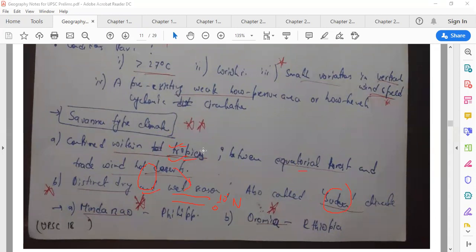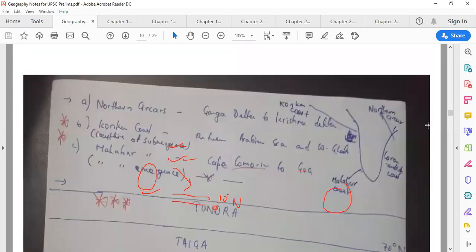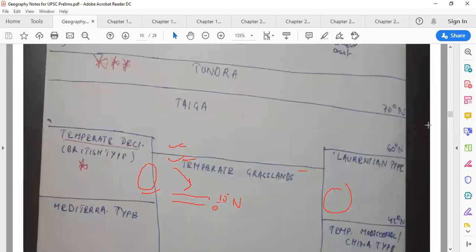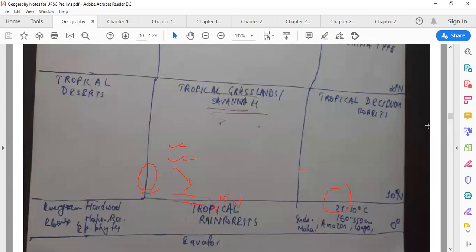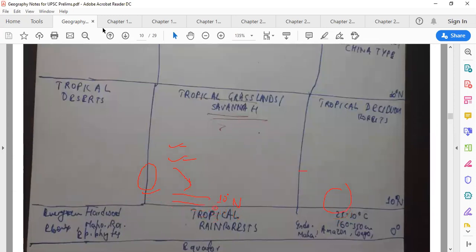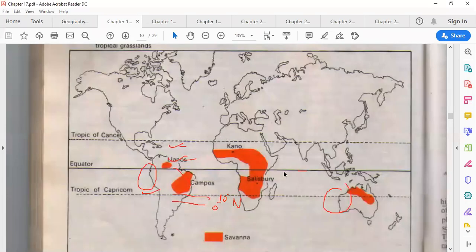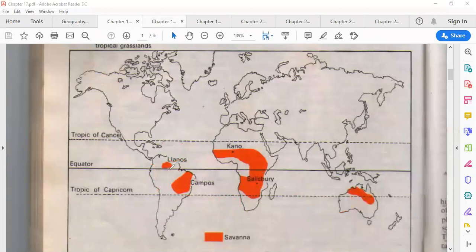What you have to understand here is that between 10 degree north to 30 degree north, in the central latitudes, tropical grasslands or savanna lies. So this is the area for tropical grasslands or savanna. 10 degree to 30 degree north: Kano, Salisbury, these are the areas of Africa. Campos, Llanos, these are the areas again. These are the grasslands, tropical grasslands.